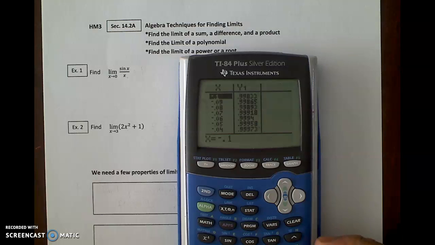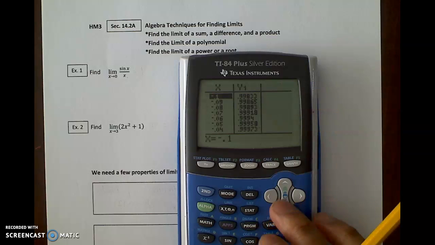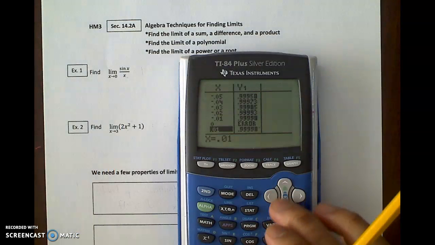Alright, so again, approaching 0 from the left. So you notice again, as we scroll down here, our y values are steadily growing. Alright, again, as we get closer to the x value of 0, you see it's still growing, and when we get to 0, we get our error message. Again, we are expecting that because our function is undefined at 0.